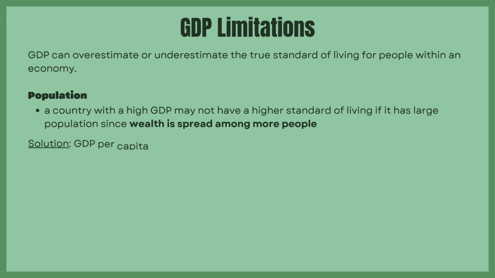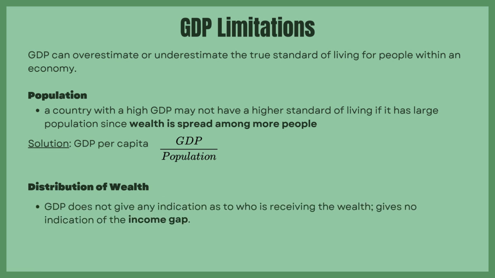Economists use GDP per capita as a better measure of standard of living. GDP per capita, or GDP per person, is the GDP of a country divided by its population. This helps economists understand if a country is truly rich, or is just very large. Another limitation is the unequal distribution of wealth. GDP measures wealth but does not give any indication as to who is receiving the wealth and gives no indication of the income gap.